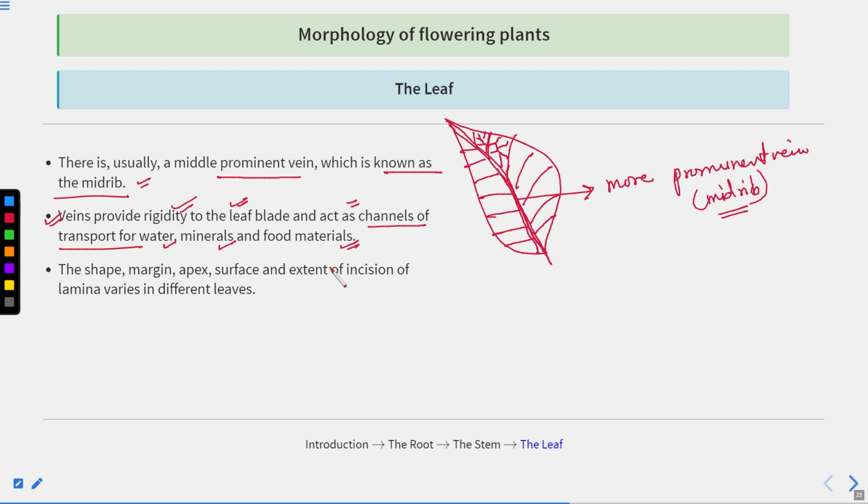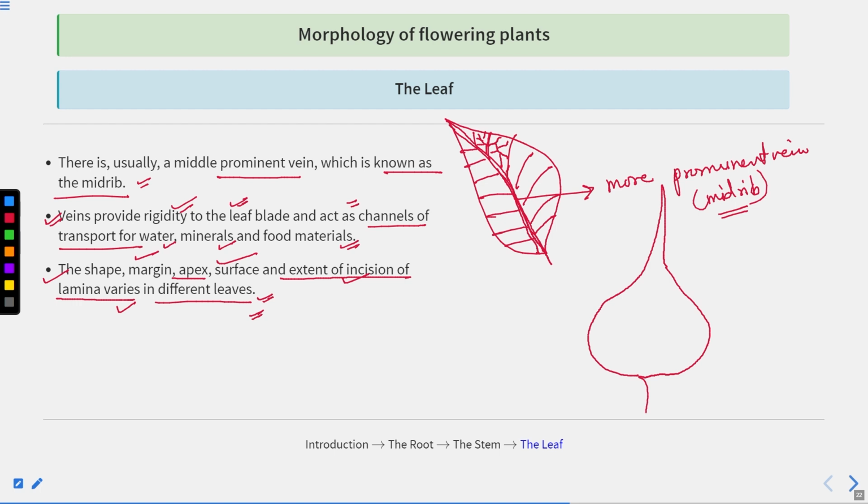food material. The shape, margin, apex, surface and extent of the incision of the lamina vary in different leaves. In some of the leaves, the apex region is very small, as you can see here. But if you see the leaf of the peepal, it has a big apex like this. This is the apex. So the apex of the leaves varies.